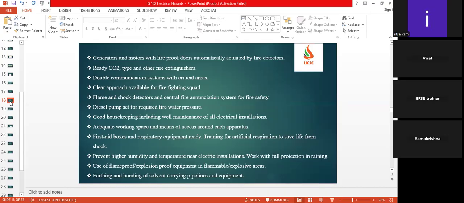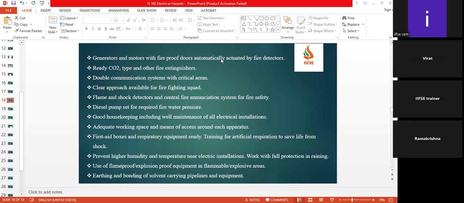Then there should be a clear approach available for the firefighting squad. Approach, in the sense, means the availability of space. Sometimes these electrical rooms are used as storage for spares, damaged items, or cables and other extras related to maintenance. That should not be. We should have a minimum clearance of 1 meter to 1.5 meter in front of the panel and 1 meter at the backside of the panel so that we can have clear access to fight the fire.